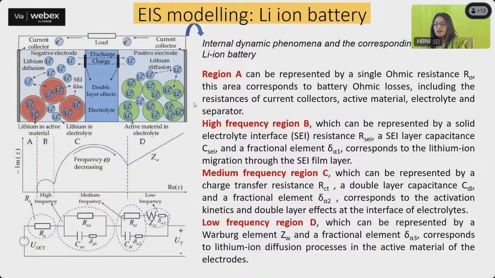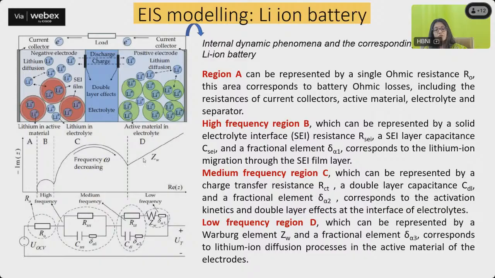And then after that, you have the high frequency region B. Look into this region B. This is represented by a solid electrolyte interface resistance, RSEI, and this is how this particular equivalent circuit is going to look. You have a SEI layer capacitance, which is this CSEI. You have a fractional element, which is this delta alpha 1, corresponding to the lithium ion migration through this SEI film layer. And obviously you have the resistance over there. Then you have a medium frequency region over here. This is basically where the charge transfer is happening. For that also you have a double layer capacitance. You have the corresponding lithium ion diffusion also taking place. And of course you have this resistance coming in.